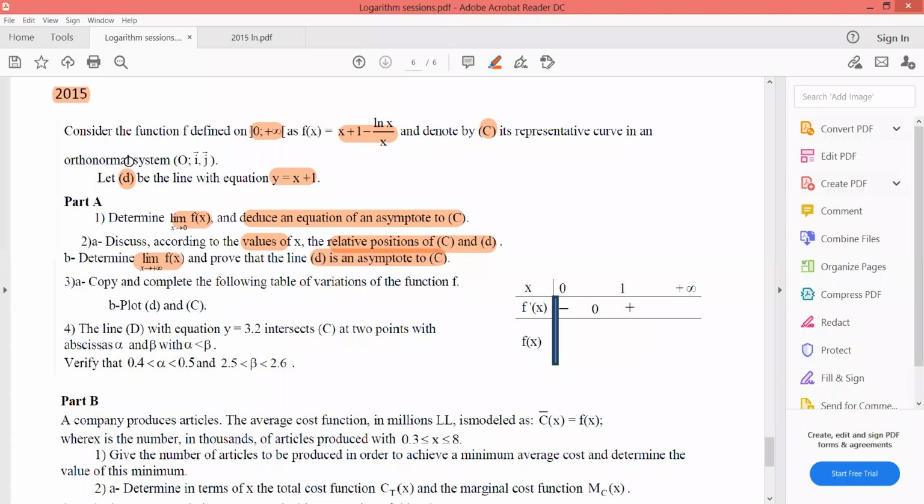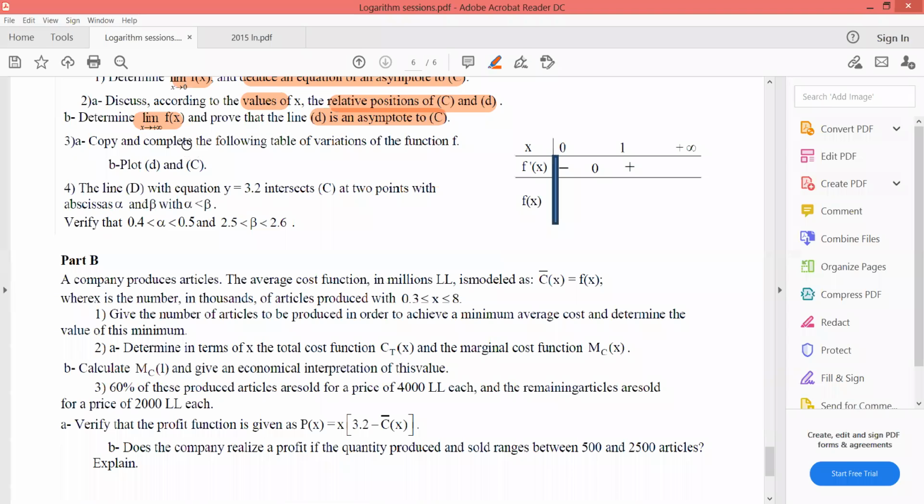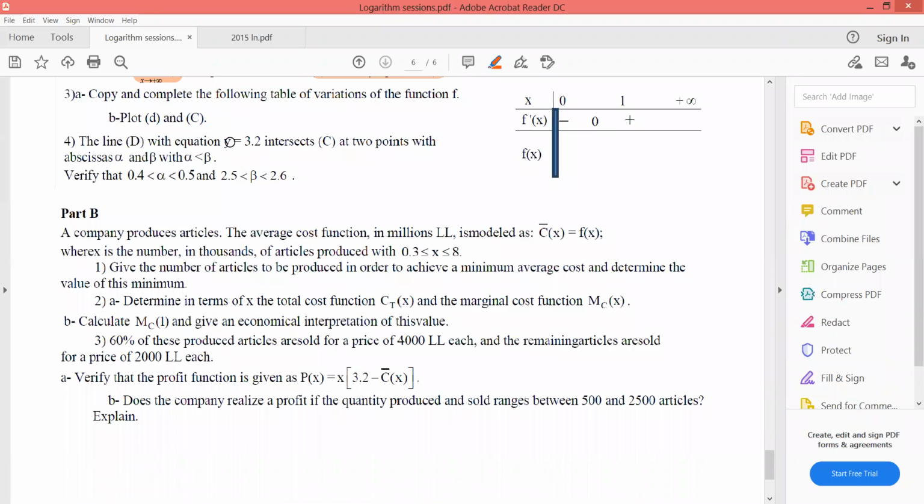Part B, plot D and C. The line D with equation y equals 3.2 intersects C in two points, alpha and beta, alpha less than beta. How to verify that alpha is between 0.4 and 0.5? What do we do? We compute f of 0.4 and f of 0.5. Yes, after finding them, we are going to compare them with what? Beta? No.